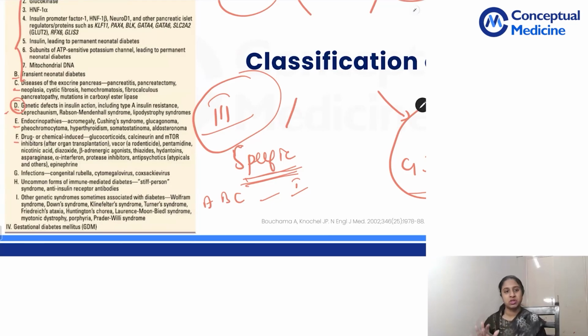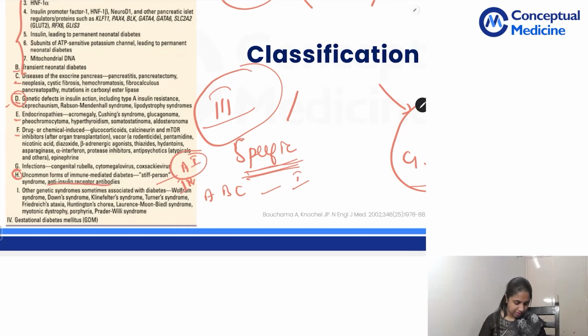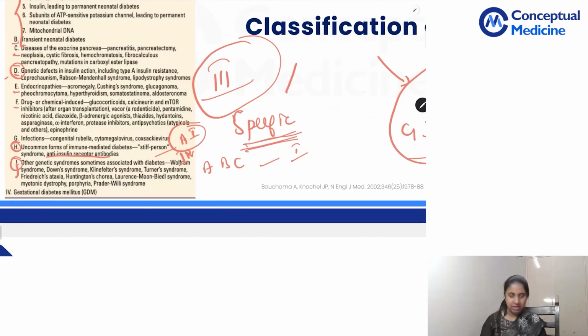And F is all about destruction. So chemical or drug induced comes under F. And G is infection related. H is uncommon, very, very rare complications like stiff person syndrome or insulin receptor antibody. You have an underlying autoimmune disorder. Okay, anti-insulin receptor antibody. All these things come under this. And I is all syndromic.